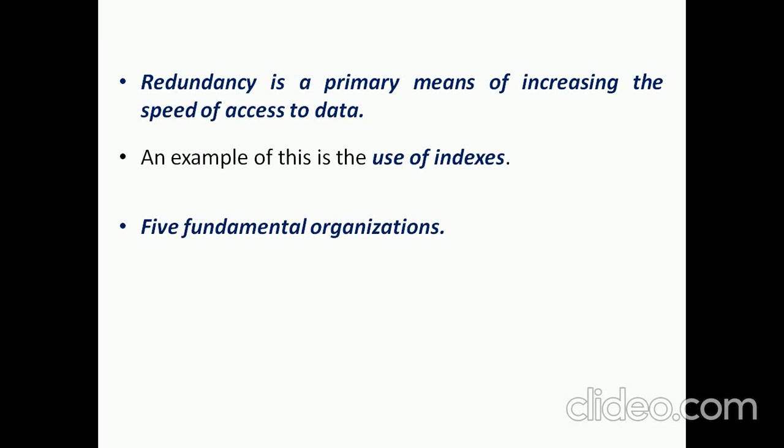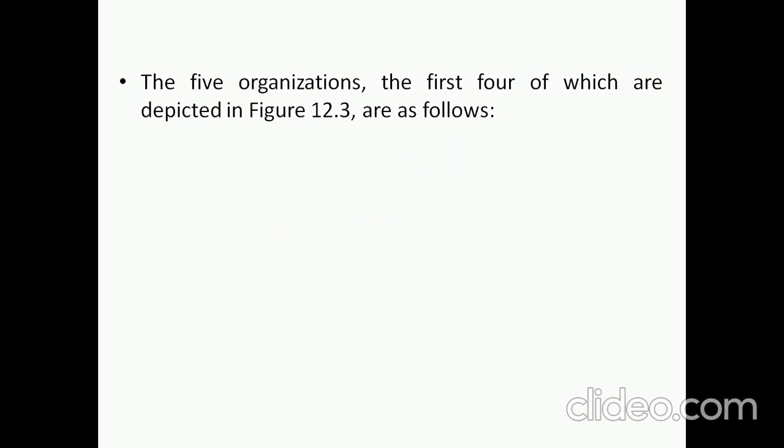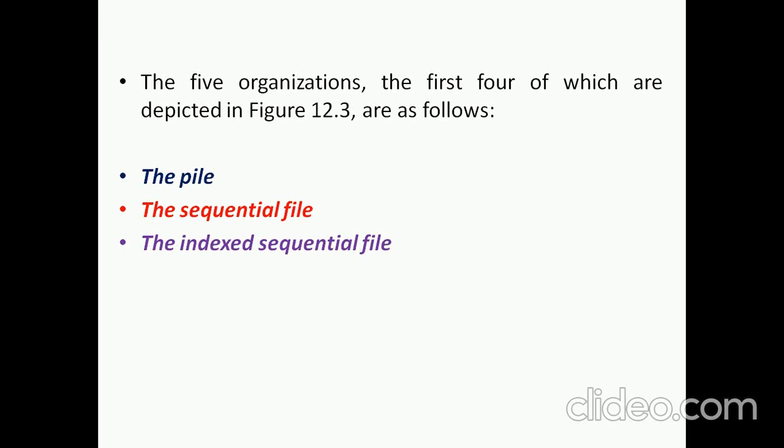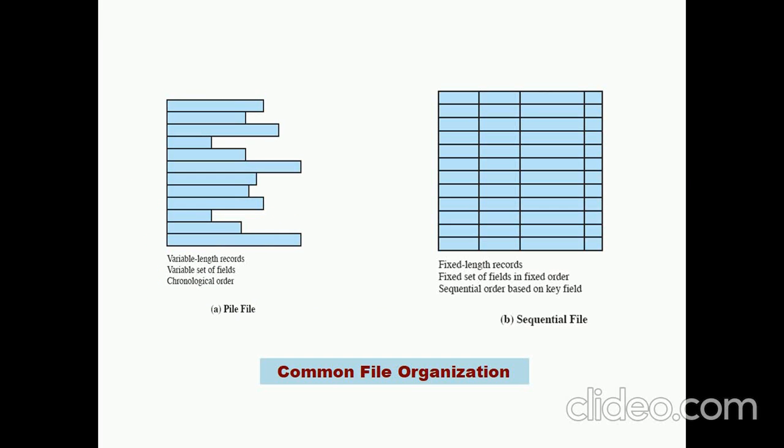In general, we have five fundamental organizations: one is called the pile, second is the sequential file organization, then the indexed sequential file, the indexed file, and the direct or hashed file. Every file organization has its own pros and cons. It depends upon the applications and feasibility. We can make use of these various file organizations, but the pile has a very complex structure.